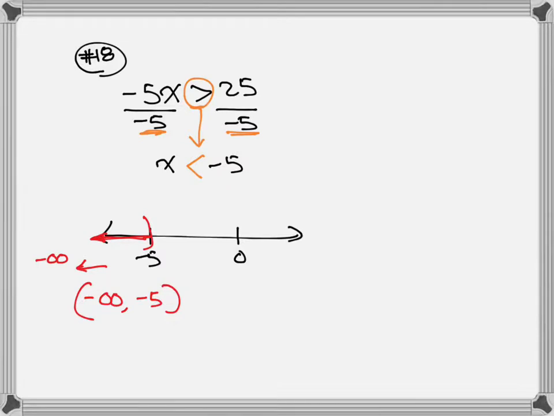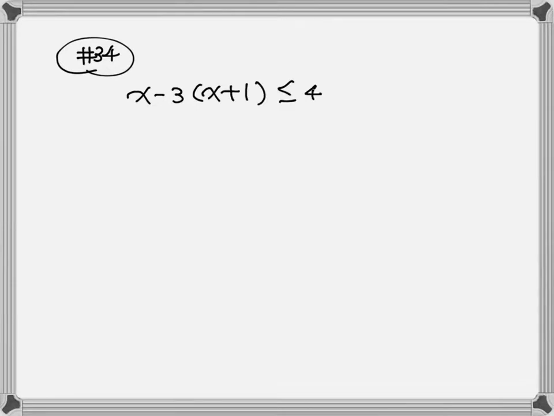Okay, now let's look at number 34. Number 34. Here we have x minus 3 times parenthesis of x plus 1 less than or equal to 4x. So here we're going to take the number in front of the parenthesis and multiply it into the parenthesis. So this becomes x minus 3. x minus 3 is less than or equal to 4x.